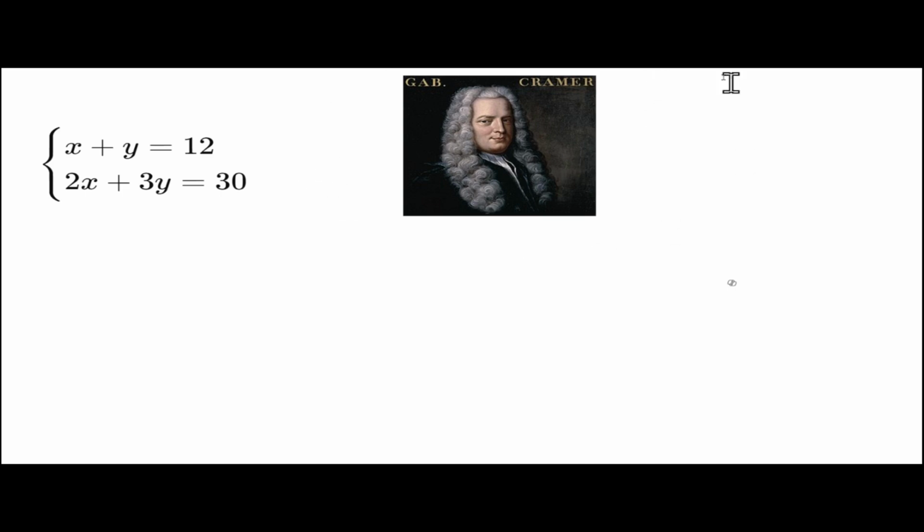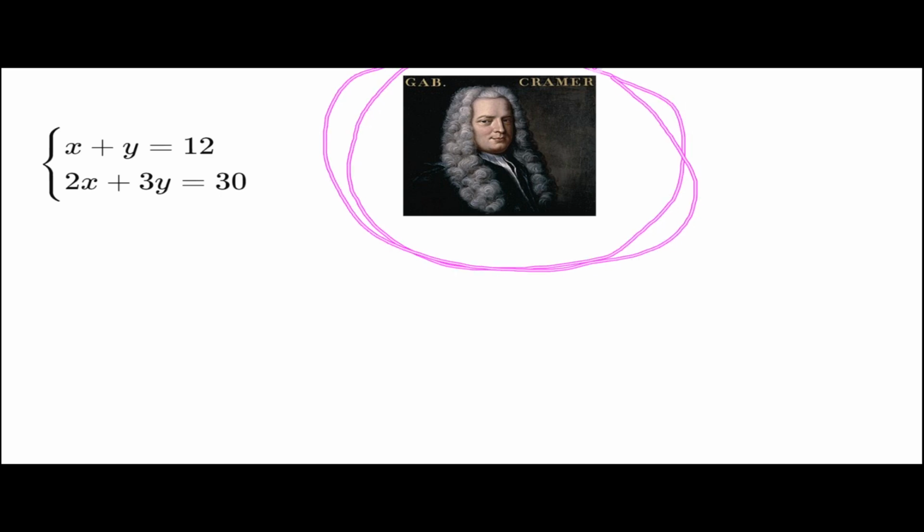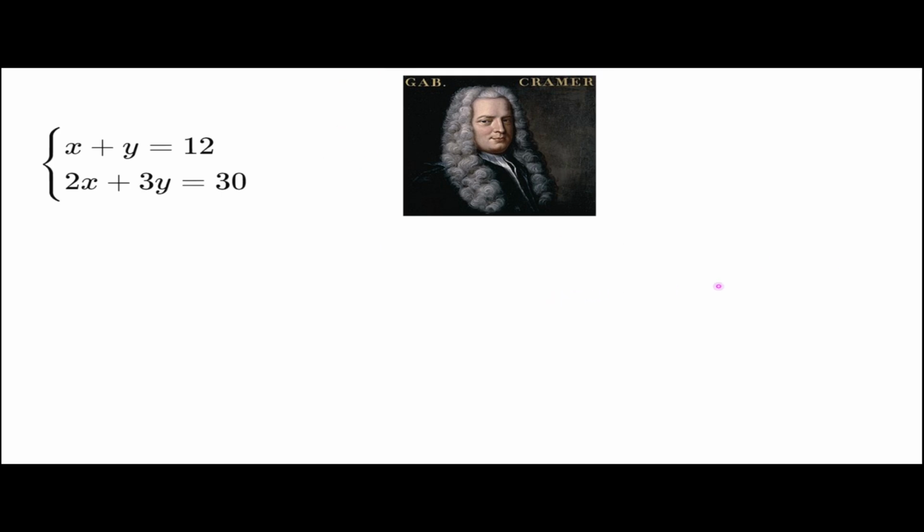We can thank this rather splendid looking guy, Gabriel Cramer, who I think was Swiss, for coming up with this in around about 1745. But again, a lot of it is Gaussian.